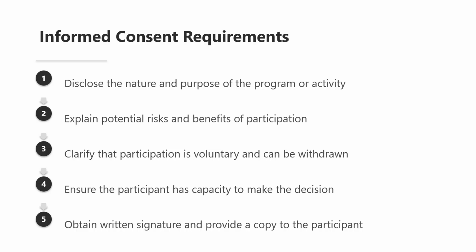Fourth, you must ensure that the participant has the capacity to make an informed decision. This means they are of legal age, are not under the influence of substances, and are able to understand the information being presented. When working with minors, consent must be obtained from a parent or legal guardian, and assent should be obtained from the minor themselves. Fifth, obtain a written signature on a consent form and provide a copy to the participant for their records. Store the original in a secure location as part of your documentation. These 5 components will become second nature to you with practice.